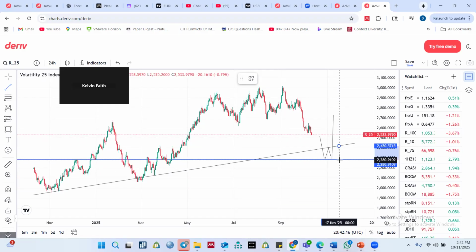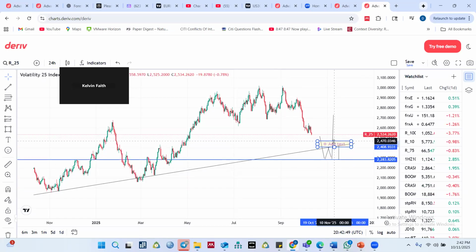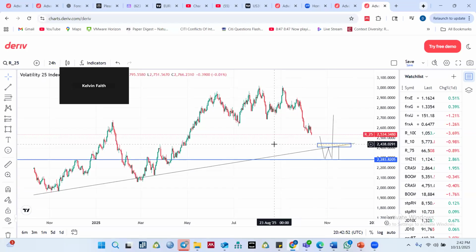If it keeps staying below the trend line and the blue line, you don't really know the direction yet. If it keeps staying here, though it's above the horizontal support, it's also below the diagonal support. So for you to have confidence to sell, price should be below the trend line and below the blue line. For you to have confidence to buy, it should be above the blue line and above the trend line. Then you will be confident in this strategy.